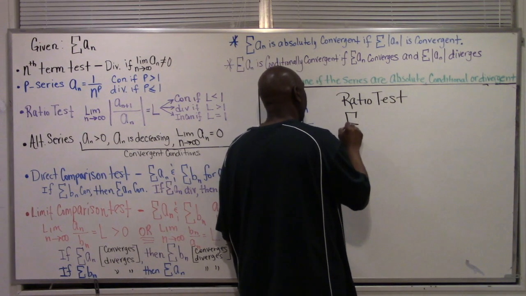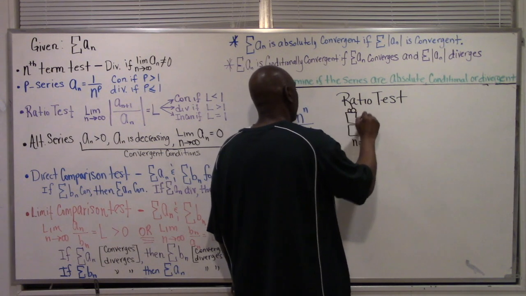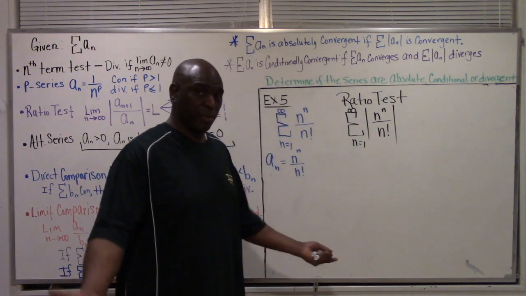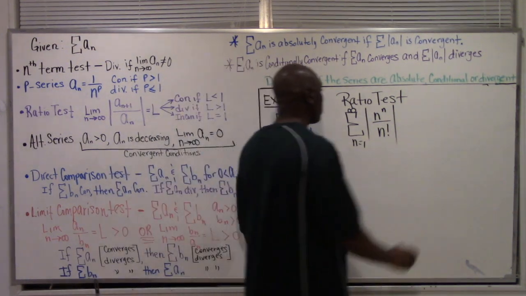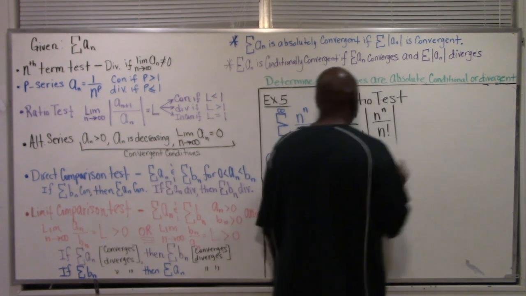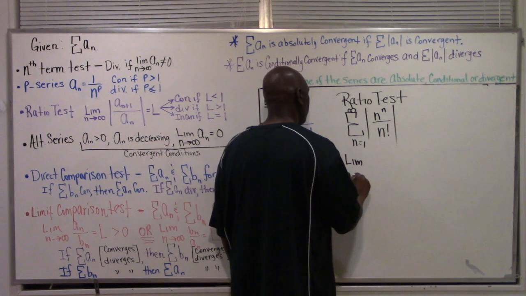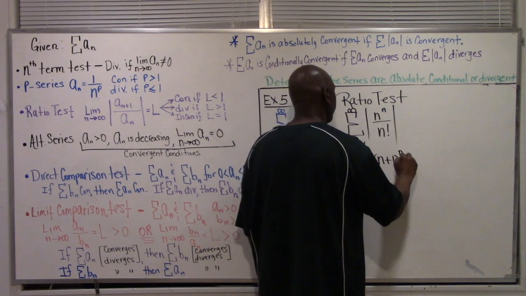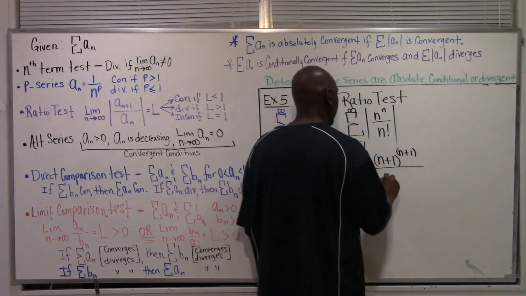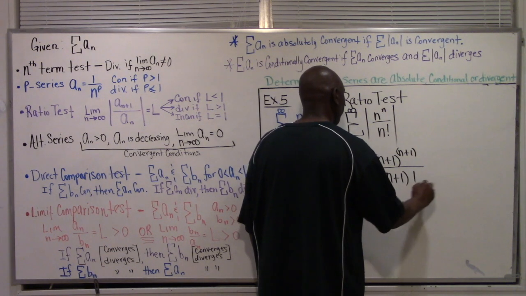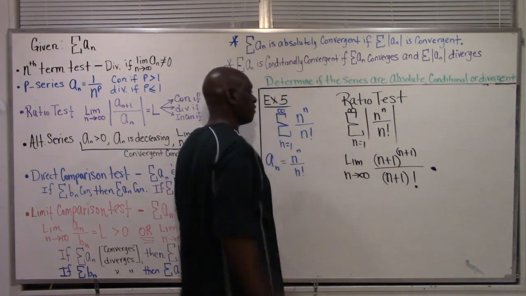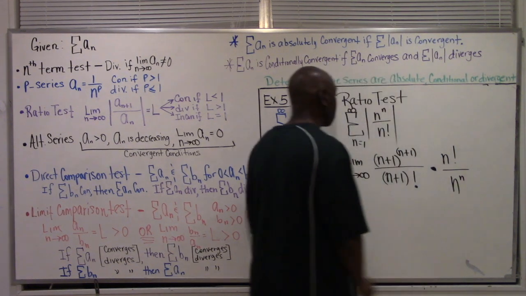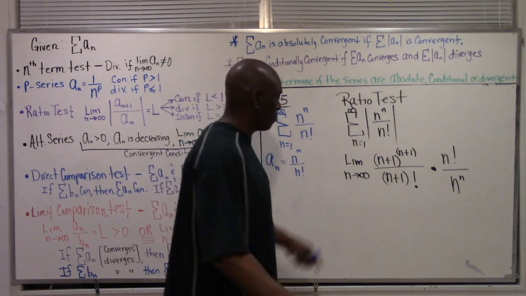So let's look at the sum from n equals 1 to infinity of the absolute value of n to the n over n factorial. Let's put the ratio test on it for absolute convergence. So, here we go. Limit as n goes to infinity of all of this with n plus 1, so it's going to be (n plus 1) to the n plus 1 divided by (n plus 1) factorial, times the reciprocal, n factorial divided by n to the n. Algebraically manipulate it, separate it out, rewrite it.